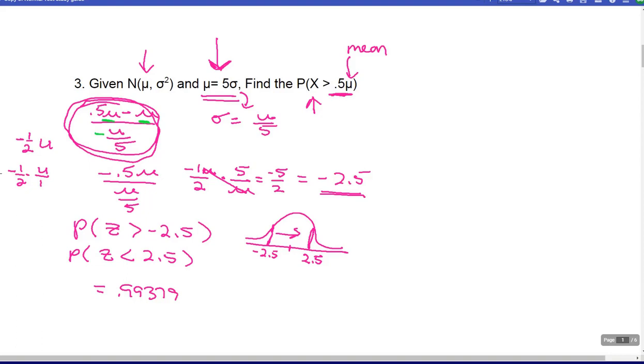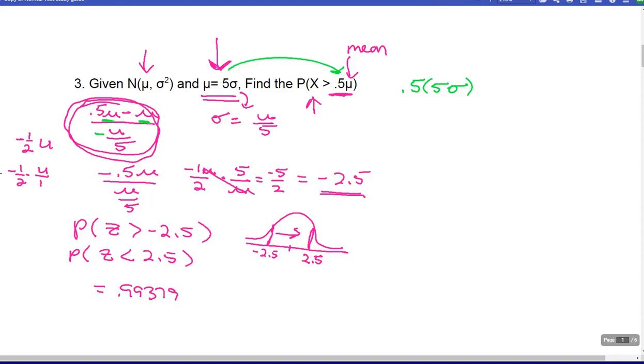For example, here, if I were to do this, what's mu? Mu is equal to 5 standard deviations, right? So if I would have done this, 0.5 times 5, you with me on this? Do you see what I'm doing? I'm taking this and putting it in place of that.